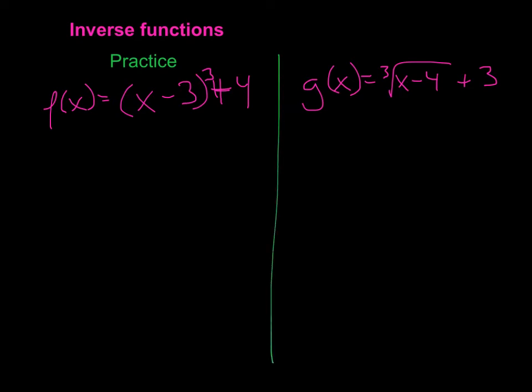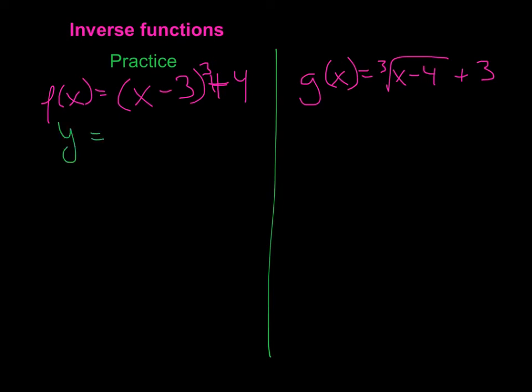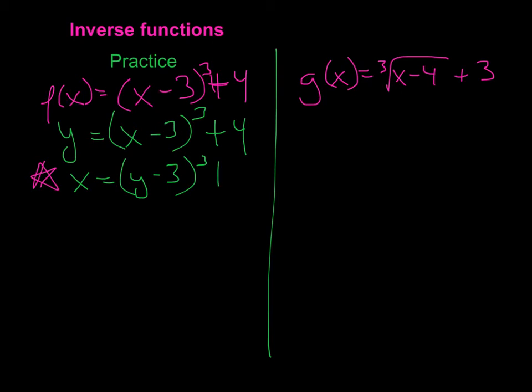So let's first find the inverse of f of x. I'm going to rewrite this as y equals x minus 3 cubed plus 4. And now I'm going to switch my x's and my y's. So I'm going to get x equals y minus 3 cubed plus 4. And now I'm going to get y by itself. I have to undo the -3, the cube, and the 4. So one at a time, x minus 4 equals y minus 3 cubed.